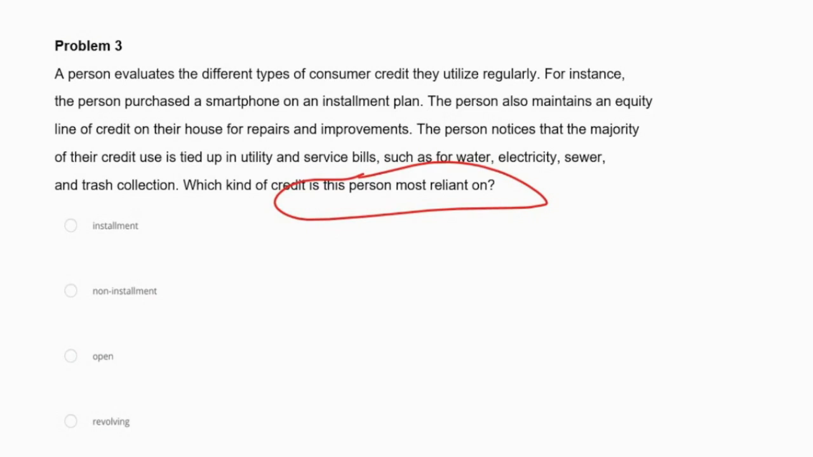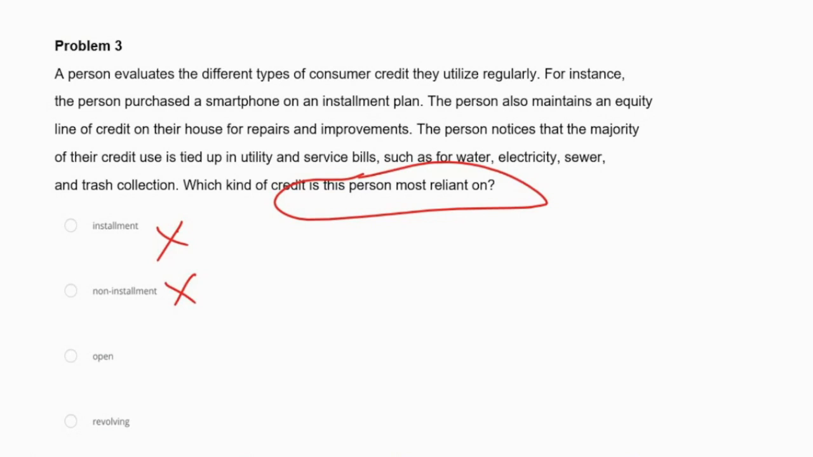Let's look at our answer choices. First, we have an installment plan. Installment plans consist of fixed payments over time for a product or service, for example, the smartphone that he used. But it doesn't match the service for utilities or service bills. So in this case, installment would not be the right answer here. Then we have non-installment. Non-installment is not associated with regular bill cycles or really long-term payments. So this would not be the correct answer here.